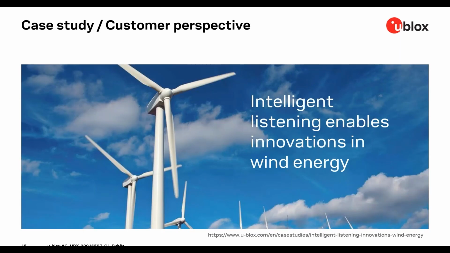All right, let's jump into a case study. This case study is published to our case study webpage. The URL is shown on the right at the bottom. It's entitled Intelligent Listening Enables Innovations in Wind Energy.